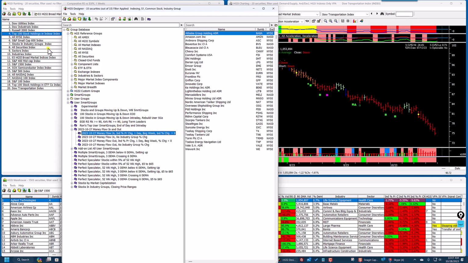Now, the reason I built these filters, and Friday may not be a good example because everything was going down pretty much. But the reason I built these filters is I wanted to quickly see how the money flow is represented with the different exchanges. So I'm going to click through here.